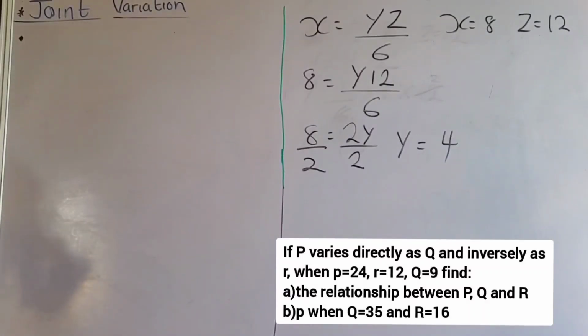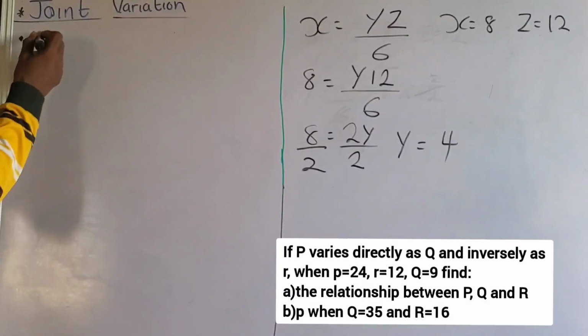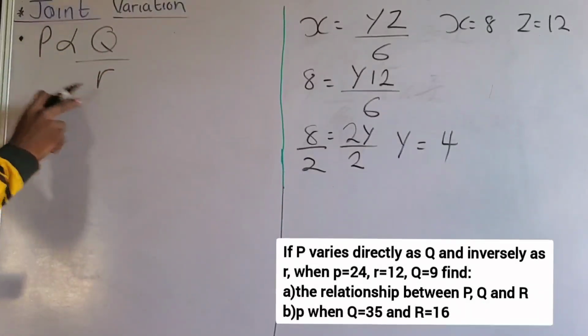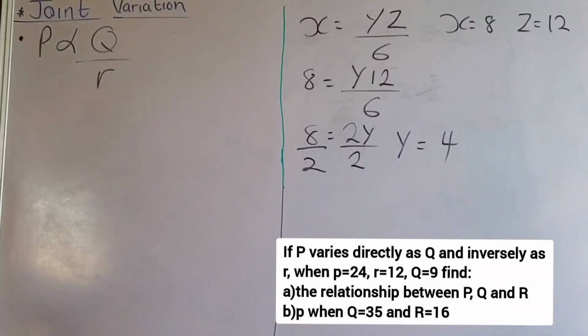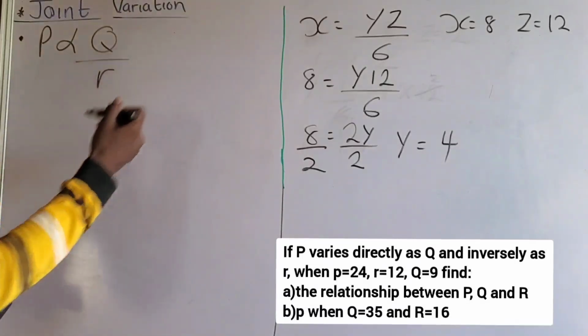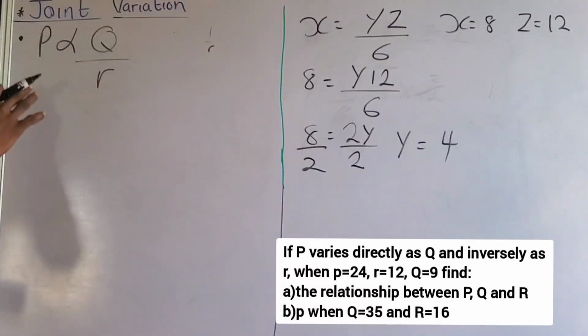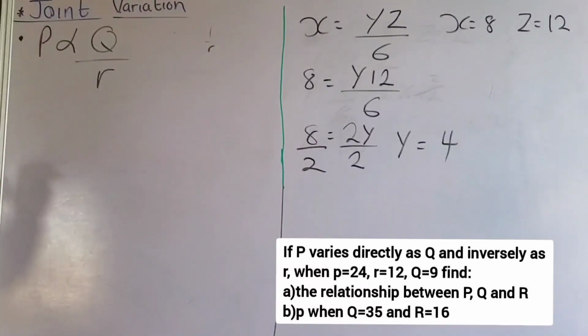So P varies directly as Q and inversely as R. This is the mathematical expression for that statement. Inversely simply means the reciprocal of that letter. For example, the inverse of R is 1 over R. Are you getting it? So we have P varies directly as Q and inversely as R.